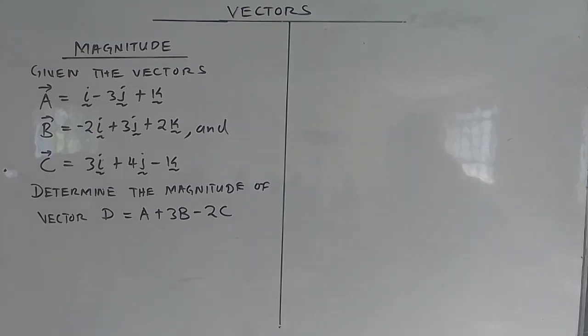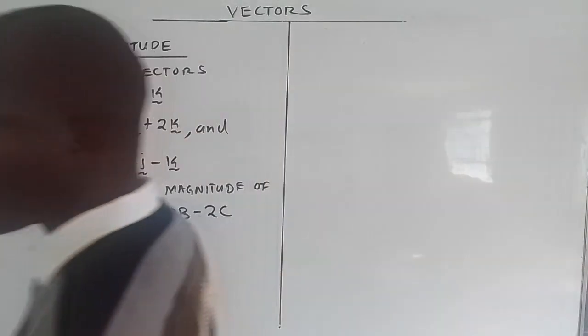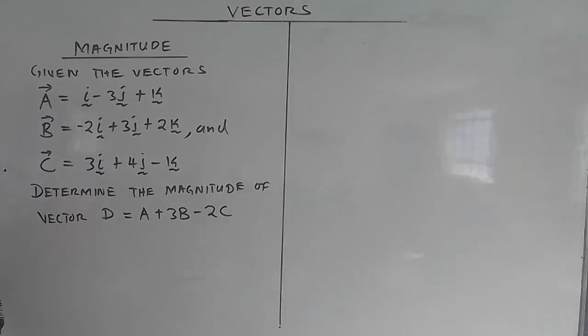So in vectors, the first thing we are going to deal with is the magnitude. Given the vectors A is i minus 3j plus k, and the vector B is minus 2i plus 3j plus 2k, and the vector C is 3i plus 4j minus k, determine the magnitude of the vector D, which is A plus 3B minus 2C. So we want to use this example to explain the concept of getting a magnitude of a vector, isn't it?